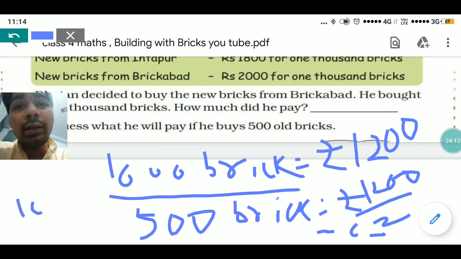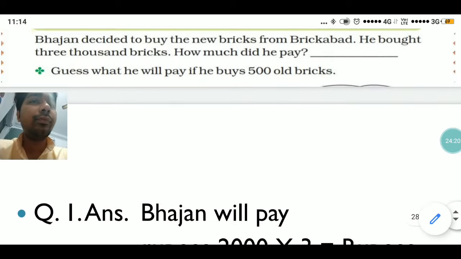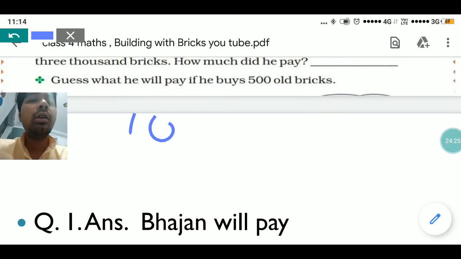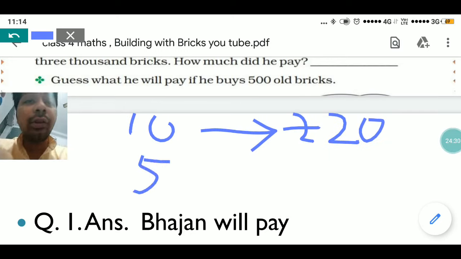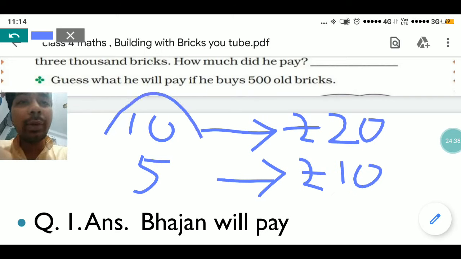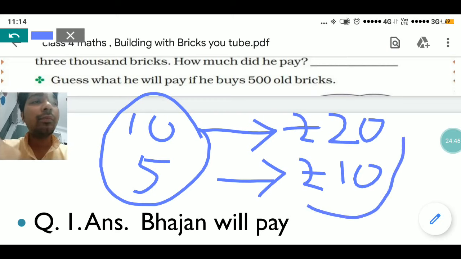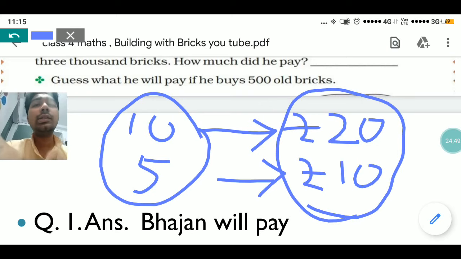This is like, for 10 toffees, 20 rupees. For 10 toffees, what will be the amount? 20 rupees. For 5 toffees, the amount will be half, 10 rupees. 10 multiplied by 2 is 20, or 20 divided by 2 is 10. Okay, this is called division.